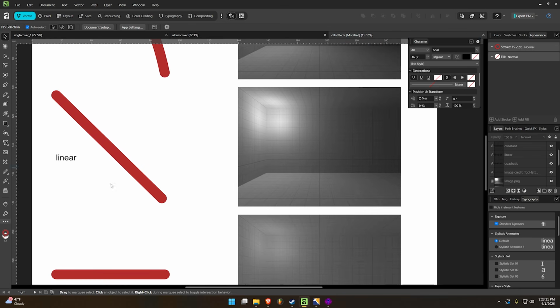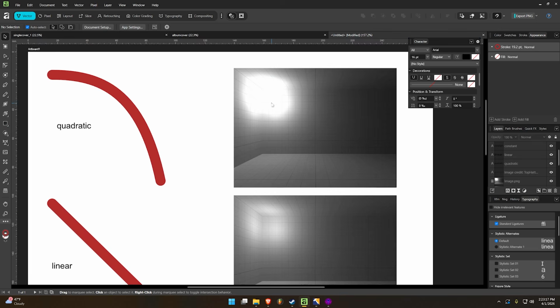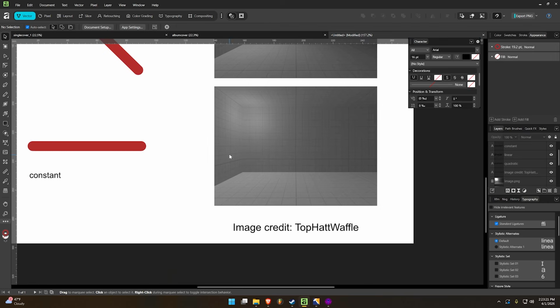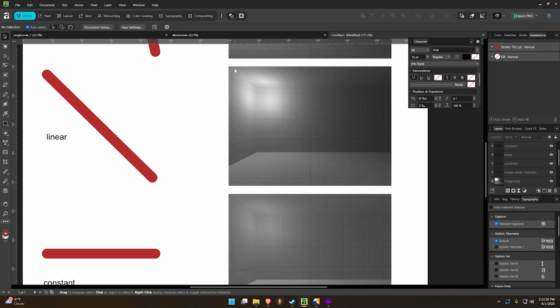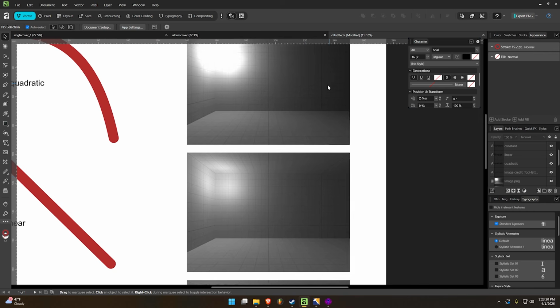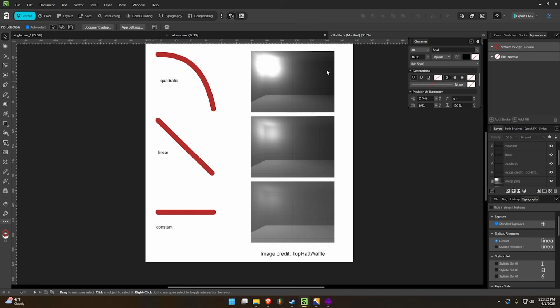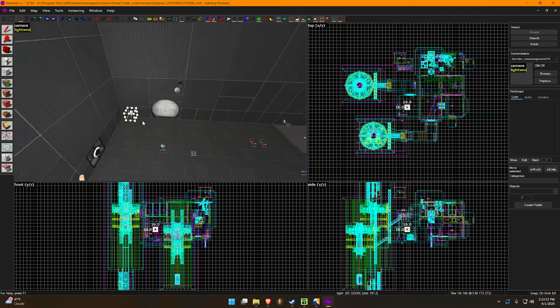Linear is more of a direct curve. So you can see there, it's smooth from where the point is. Versus here, it's like a curve, like that kind of curve. Constant, it is literally the same lighting across the whole thing. Unlike this, where it still somewhat falls off, but goes further than quadratic. As you can see, this is darker here, this is darker, and this is fully bright.